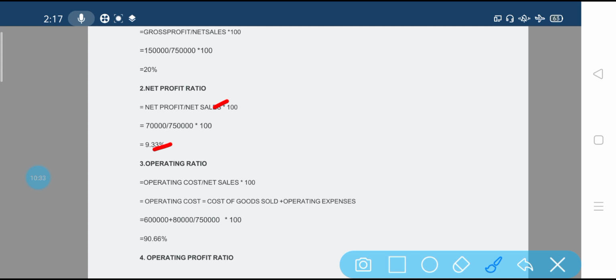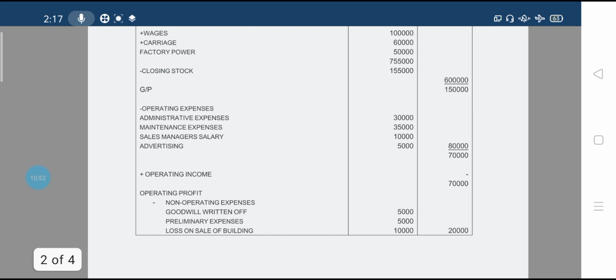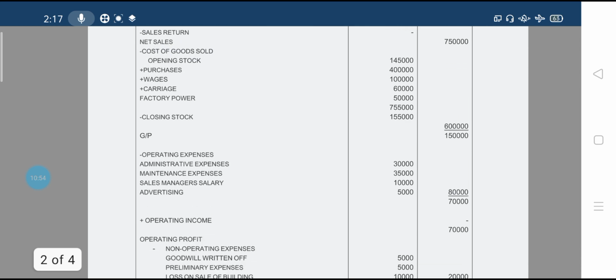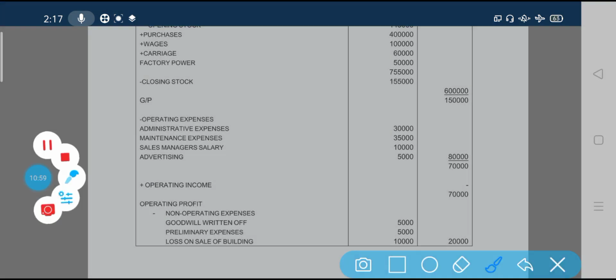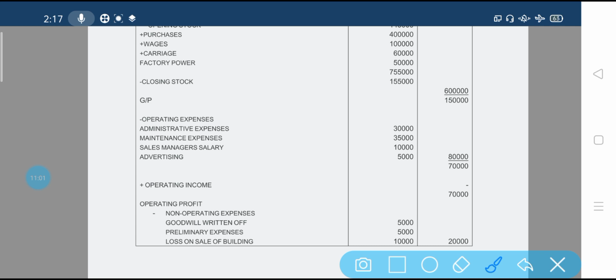Then operating ratio. Operating ratio is operating cost divided by net sales into 100. How is this operating cost calculated? Cost of goods sold plus operating expenses. So let's see what this operating expenses is. That 80,000 we have taken. This one. The total of this operating expenses is 80,000.